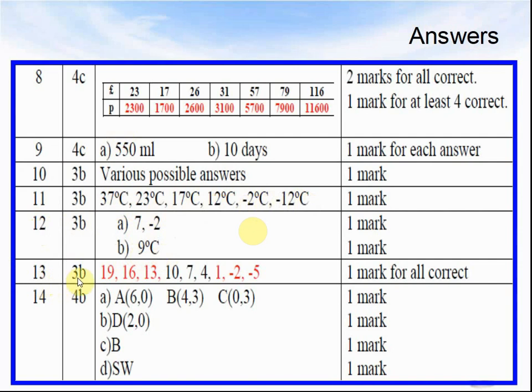13. 19, 16, 13, and then 10, 7, 4, 1, minus 2, minus 5, and it's going down in 3s. 14. A is 6, 0, B is 4, 3, and C is 0, 3. 14B is 2, 0, 14C is B, 14D is southwest.